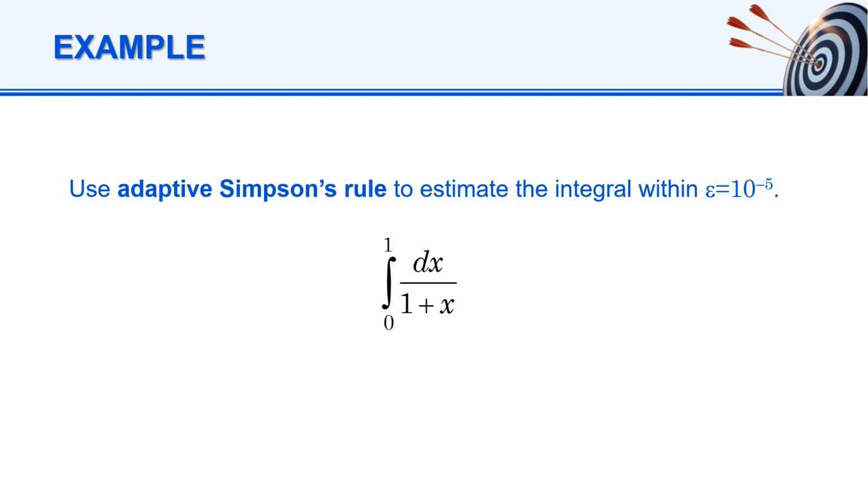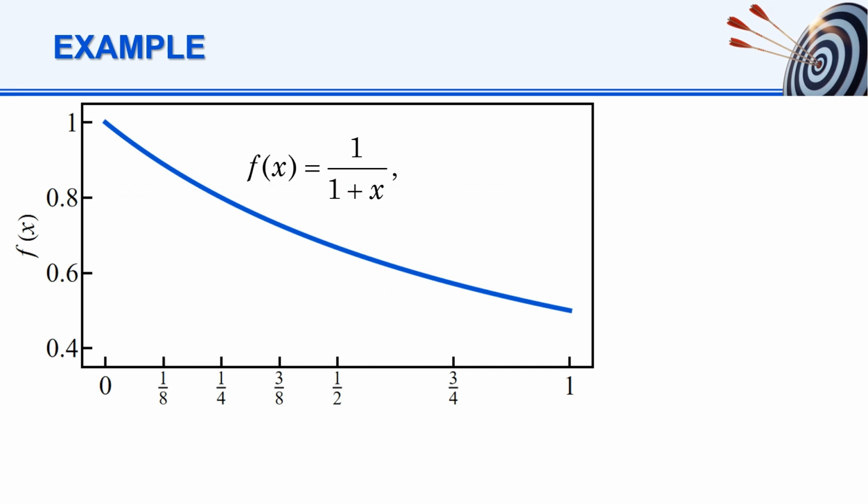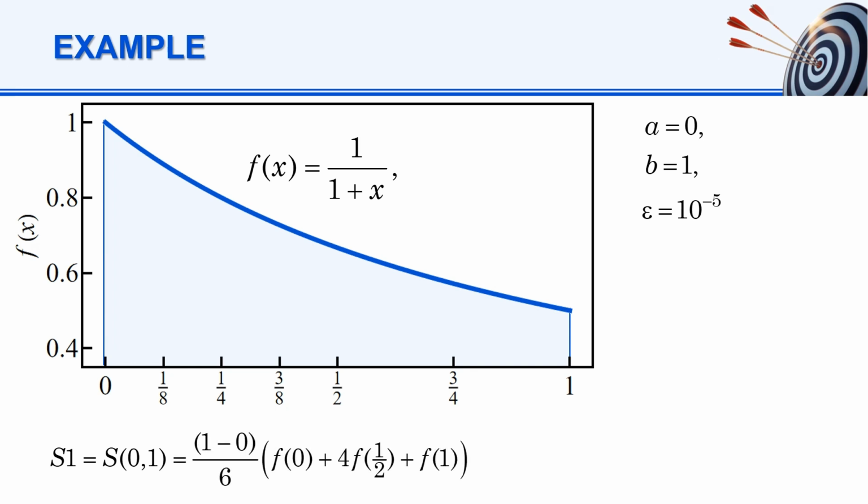Now let us use adaptive Simpson's rule to estimate the given integral within epsilon equals 10 to the minus 5. We begin by integrating over the range from 0 to 1, using a two-panel Simpson's rule. We require a point at x equals 1 over 2, which gives an estimated value of 0.69444444.